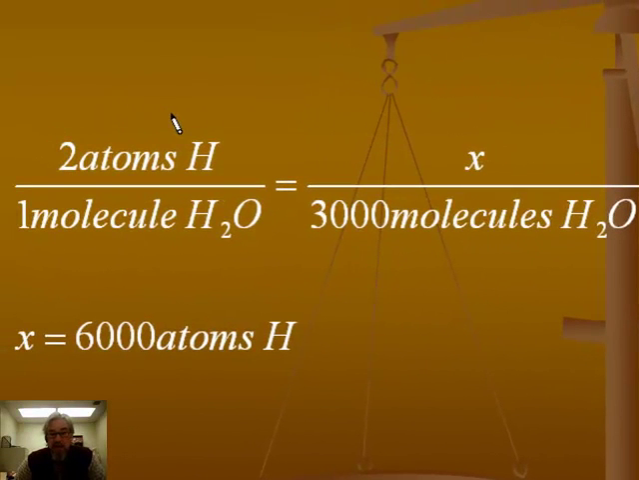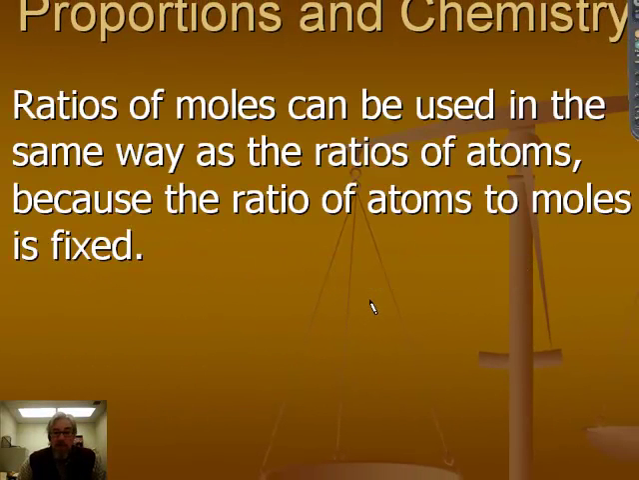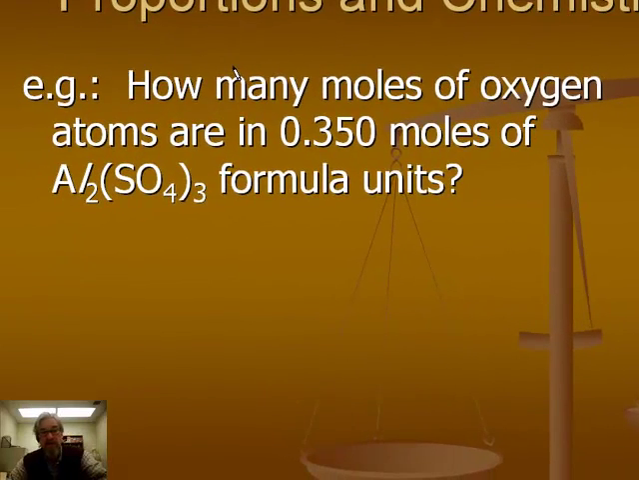Let's say we had this problem to solve. The ratio of atoms of hydrogen to molecules of water is 2 to 1. So the ratio of atoms of hydrogen to 3,000 molecules of water should be 6,000 to 3,000. Cross multiplication solves this problem. Ratios of moles can be used in the same way as ratios of atoms because every mole has the same number of atoms. So the ratio of atoms to moles is fixed. So we'll find ourselves using mole ratios a lot in chemistry.